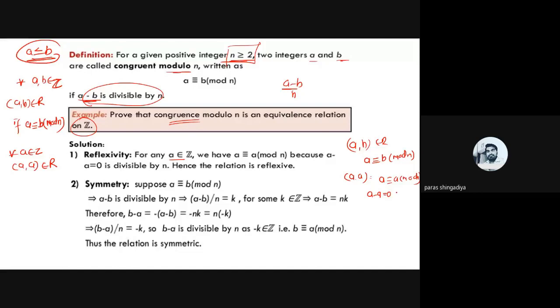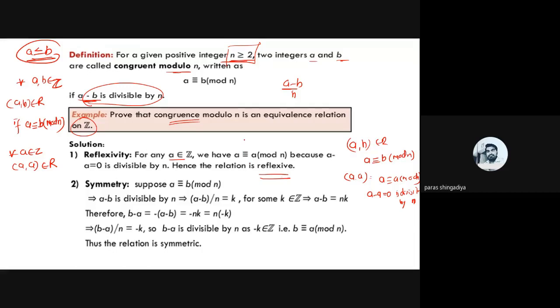to 0, and 0 is divisible by n. Mod n means n is any value there, so 0 is divisible by n. So it is a correct form, and we can say that it is a reflexive relation.